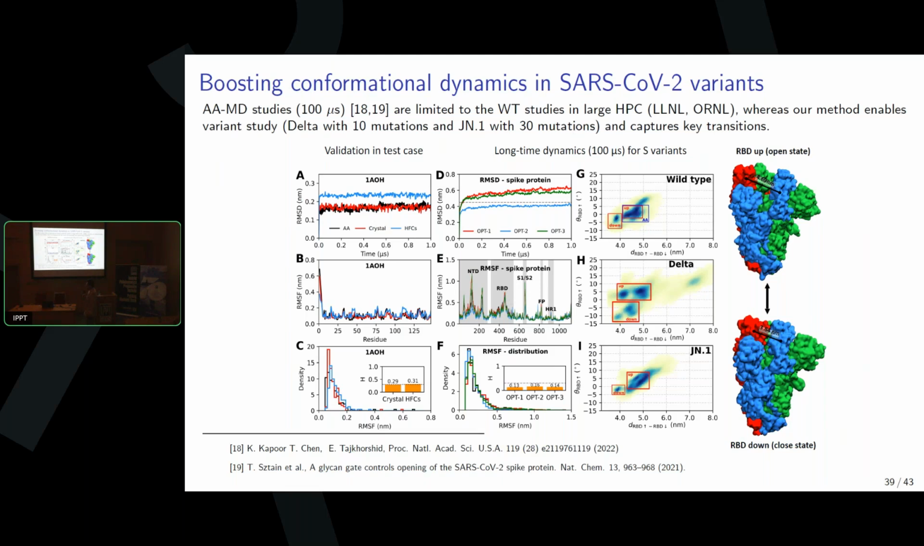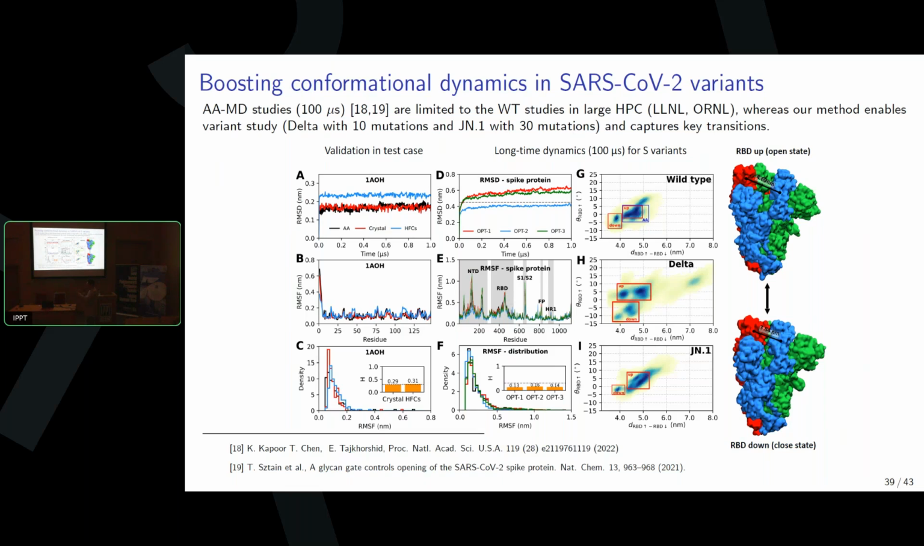I think 10 microseconds we do in a week, so if we consider this as a replica, we can have 100 of those processes. In a week, we can reach 100 microseconds of cumulative MD simulation. Right? And the results were quite similar, as we benchmarked with their data.